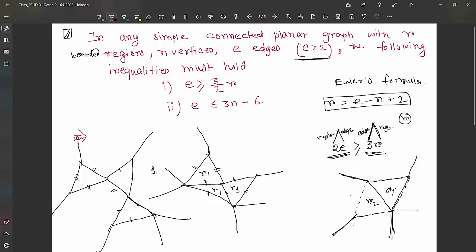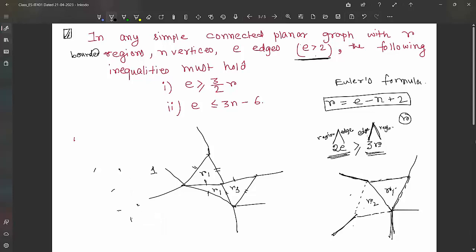So this left hand side portion, 2e, is always greater than or equal to 3R. From these relations you can directly get e greater than or equal to 3 by 2 R. If you have any doubt, you may ask your questions. Is there any doubt? Otherwise we will state the proof.